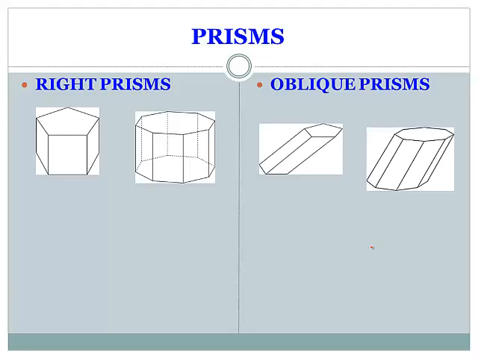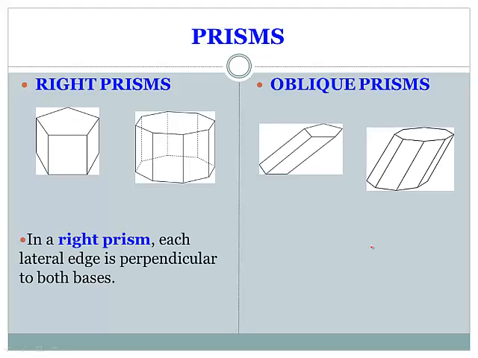Let's look at prisms. So in right prisms, it means that each lateral edge is perpendicular to both bases. If we look here, we'll look at both of our figures here. When we look at this one, we have a lateral edge that runs here between both the bases, and when they say perpendicular, that means that it creates a right angle. So these are right angles. So between all the lateral edges we have right angles, therefore we have a right prism.